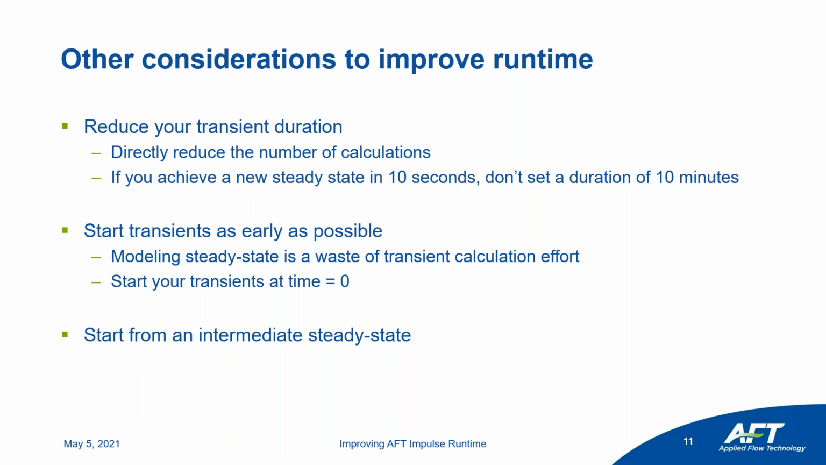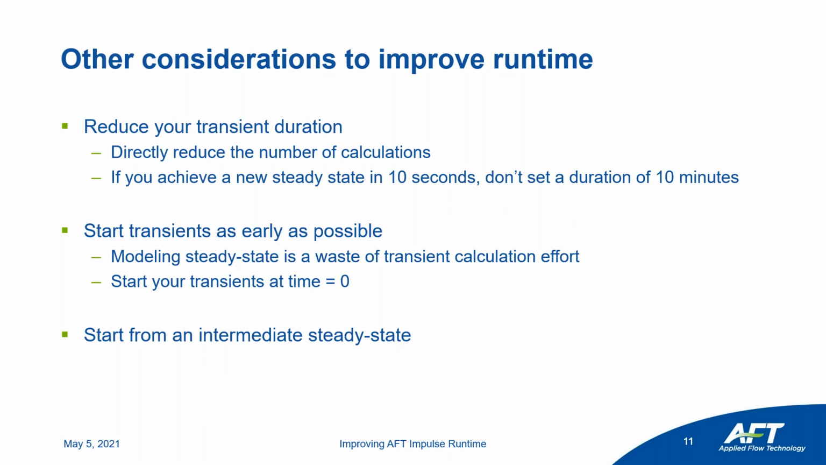Finally, you can start from an intermediate steady state. Let's say you have a 2-part valve closure and it reaches a reasonable steady state in the middle. You can instead change how your system's defined and create another scenario where that's your new starting point. Now you don't have to model the first part of the closure because you know you're going to reach that same point every time.